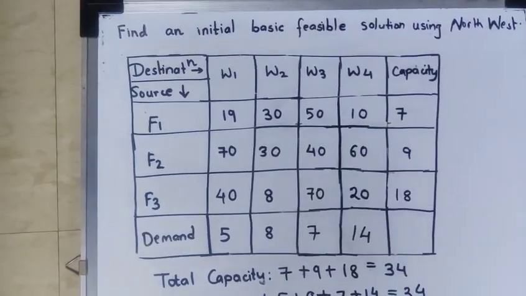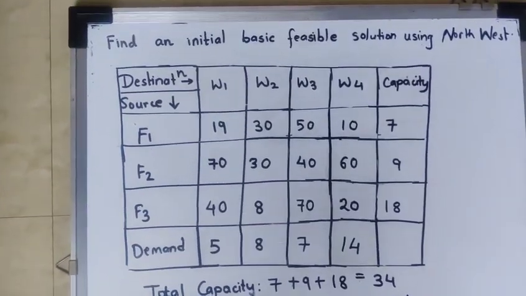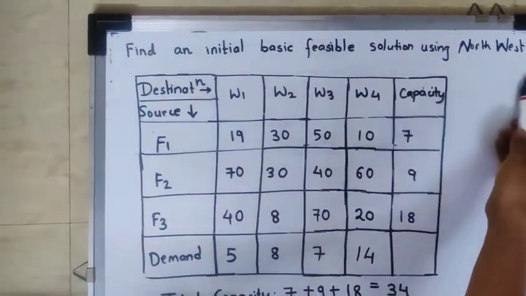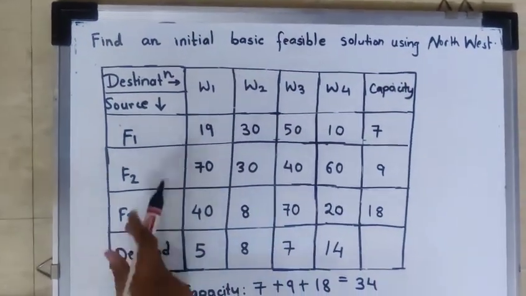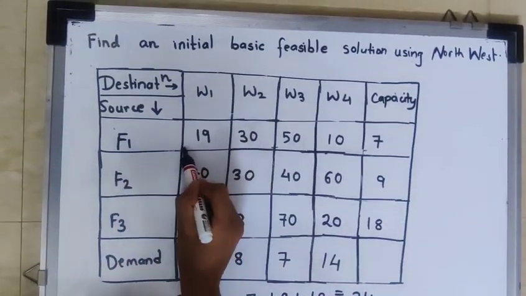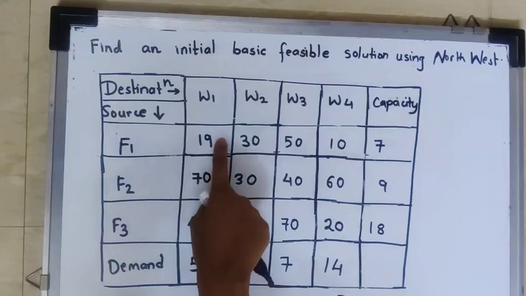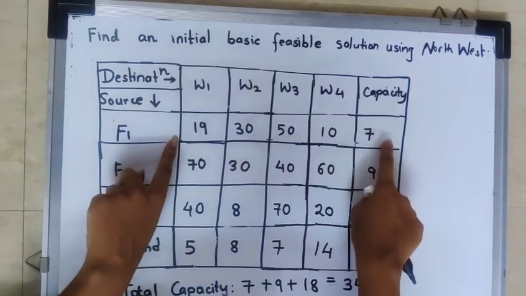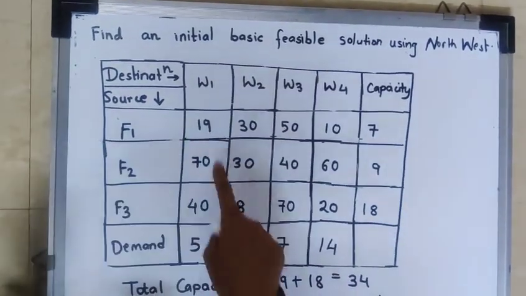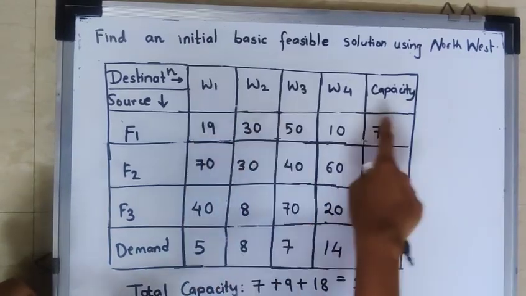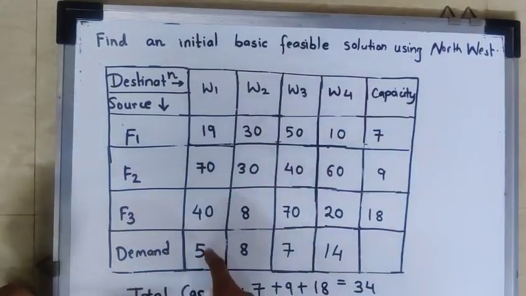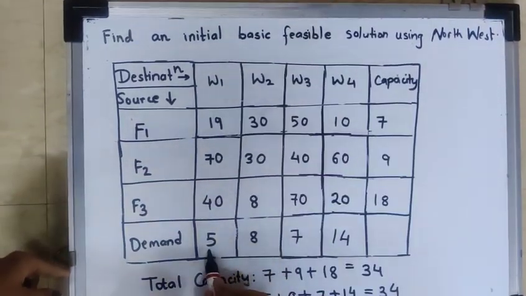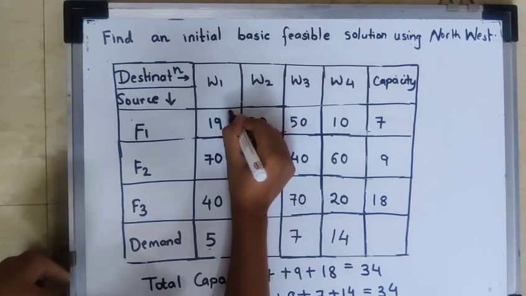Now after checking that it is balanced, the next step is to make an allocation. So how to make allocations? As this is the northwest corner method, we are going to start from the top left corner, that is this. So we are going to allocate this cell first. We check the corresponding row value and the corresponding column value of this cell. So here the capacity is 7 and the demand is 5. Whichever is the smallest number, we will allocate that number. So here 5 is the smallest number, so we will allocate 5.